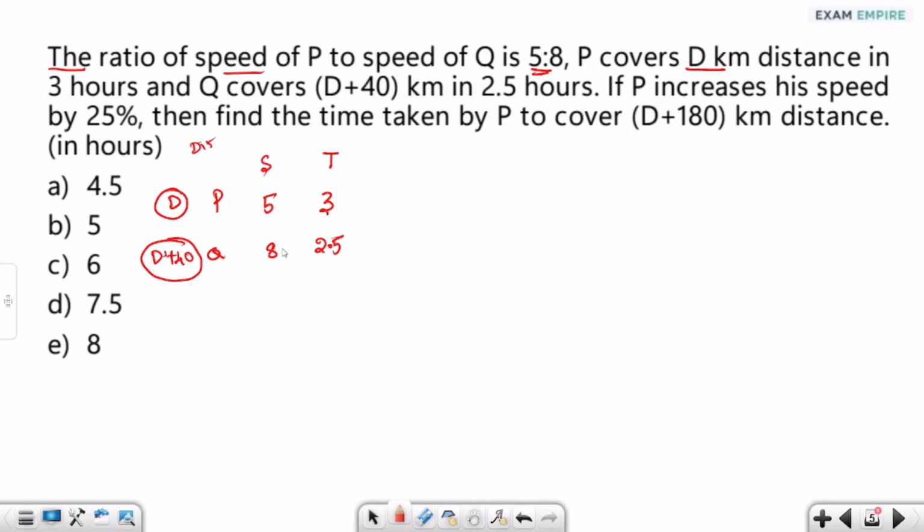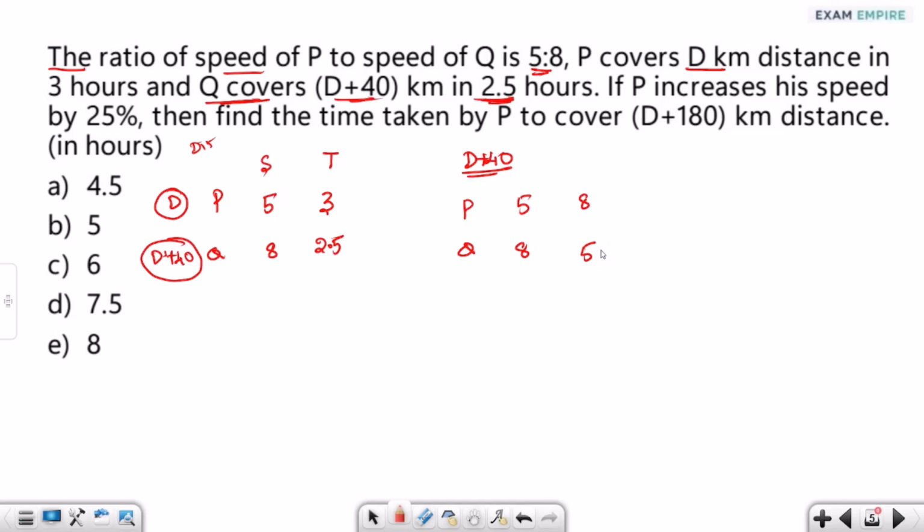proportional. But here it is not inversely proportional. So what we'll do, we'll consider the total distance covered by P and Q is D plus 40. So P and Q speed ratio will be 5 and 8. So time ratio will be 8 and 5. But here if you observe, Q covers D plus 40 kilometer in how many hours? 2.5 hours. But here how much is it?